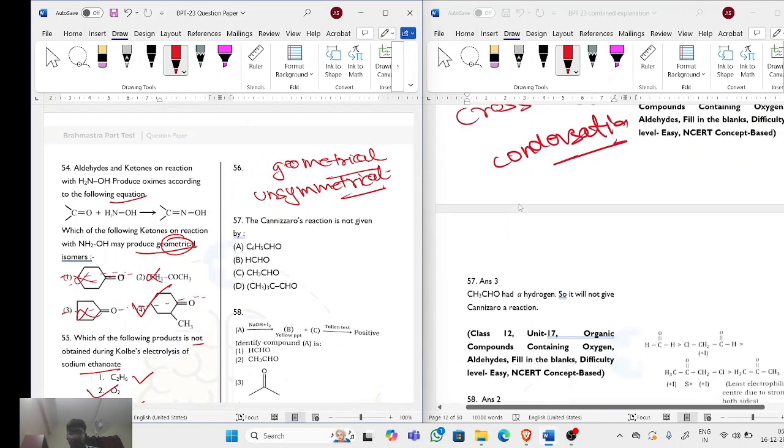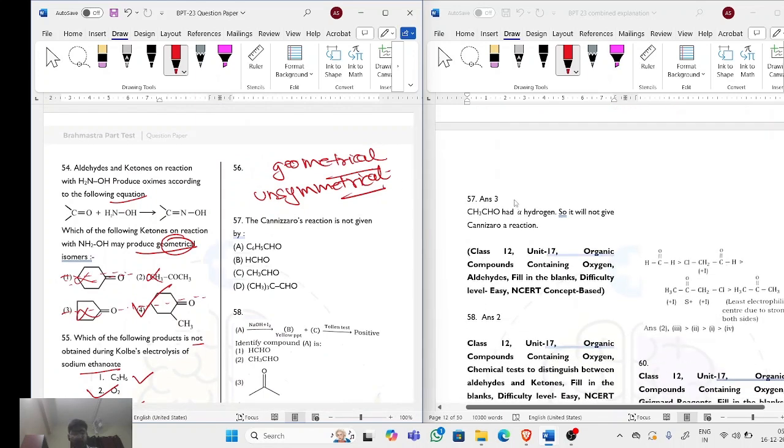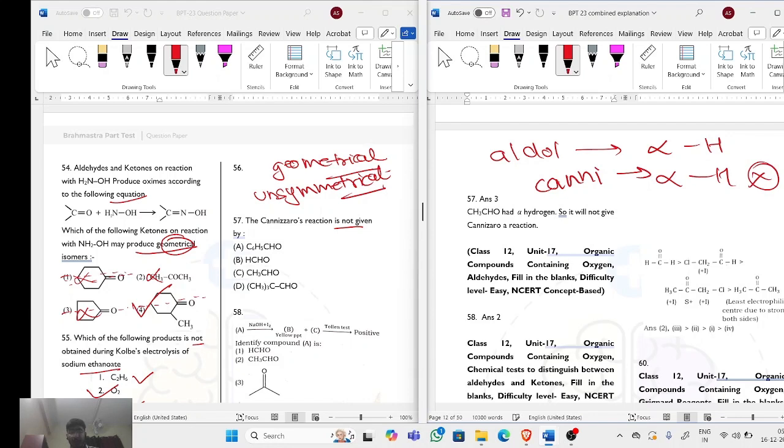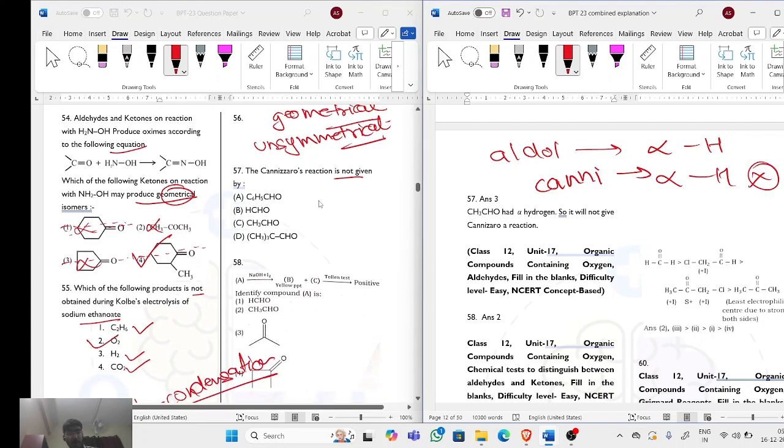Question number 57. The Cannizzaro reaction is not given by. First of all, we have two important reactions. One is the aldol condensation and the other one is the Cannizzaro reaction. Aldol condensation is given by the compound which has alpha H. But the Cannizzaro reaction will be given by the compound which does not have alpha H. So we have to find which compound here has alpha H.